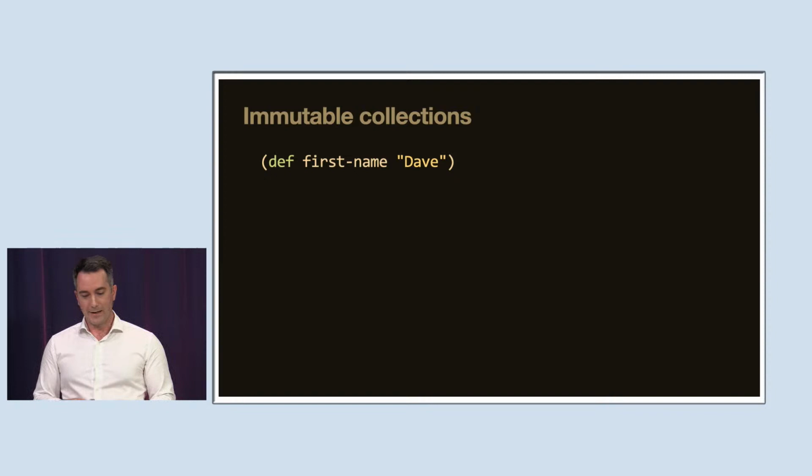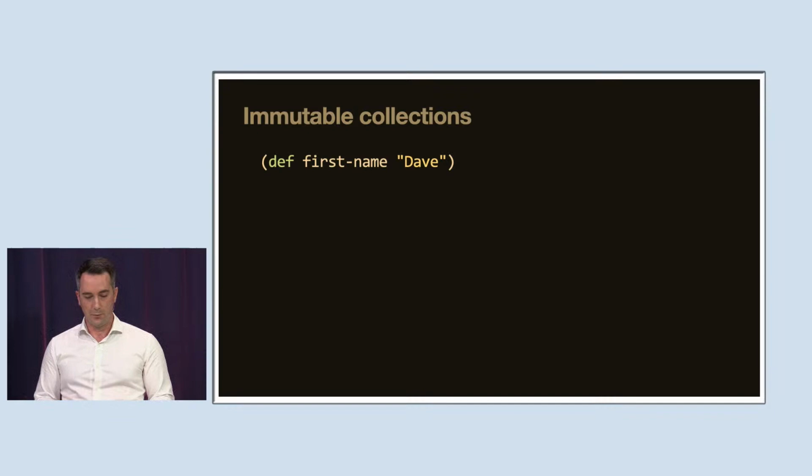So let's get a feeling for what it's like to work with these immutable collections, starting with strings. Here we're defining a string with the name first name, and we're giving it the value Dave. As you see, it's in a list, and def is how you define, and that goes first, and then you pass the arguments just as before. So you already understand Clojure, right?